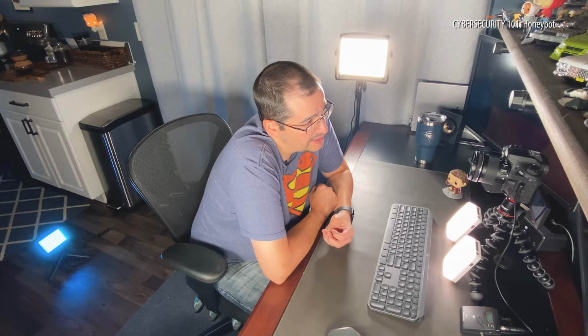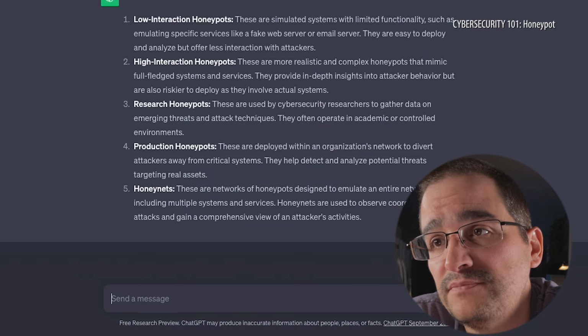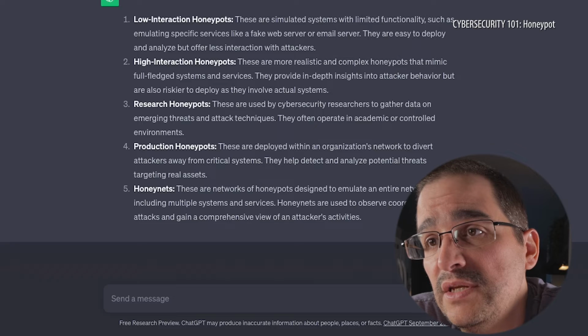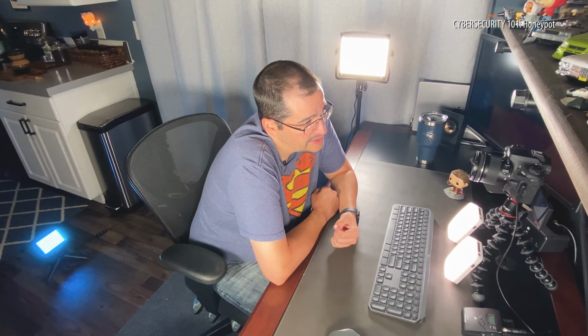All right. And then there's honey nets. These are networks of honeypots designed to emulate an entire network, including multiple systems and services. Honeypots are used to observe coordinated attacks and gain a comprehensive view of an attacker's activities. Very interesting. Okay. All right, let's see, what else?